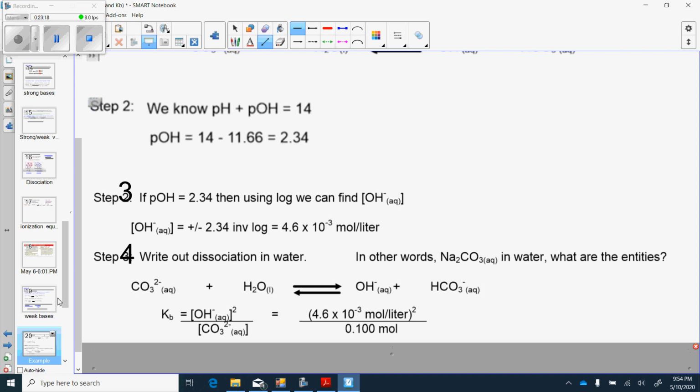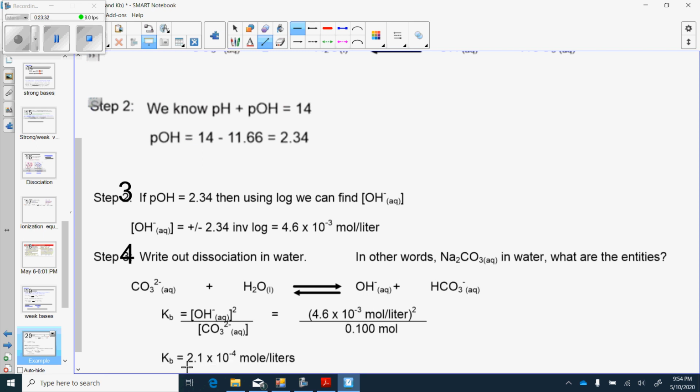And so, Kb, OH squared over CO3 2 negative. Take our concentration, which we found thanks to the pH, square it, put it over our concentration of our substance, and we get a Kb of 2.1 times 10 to the negative 4 moles per liter. Okay, so Kb is working the same as Ka, essentially the same formula, but it's OH we're working with now, squared over our concentration.